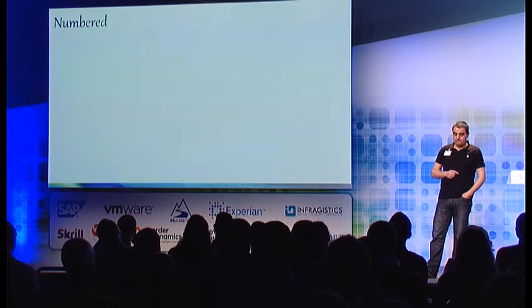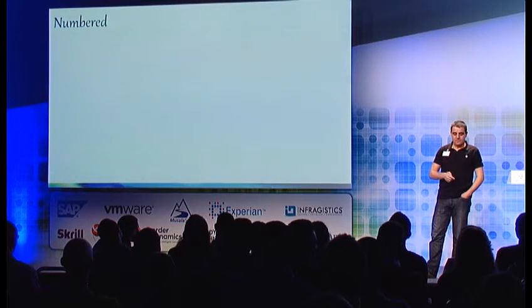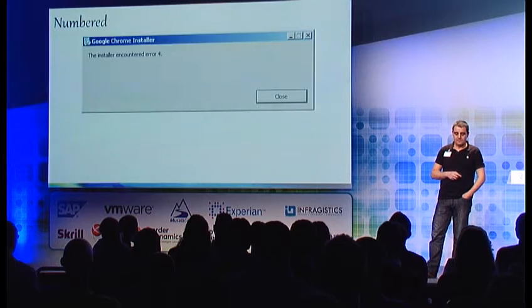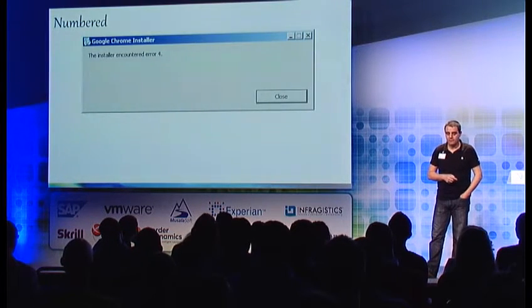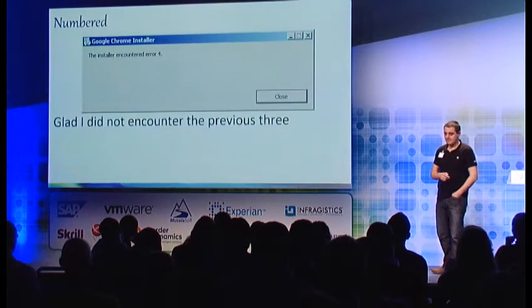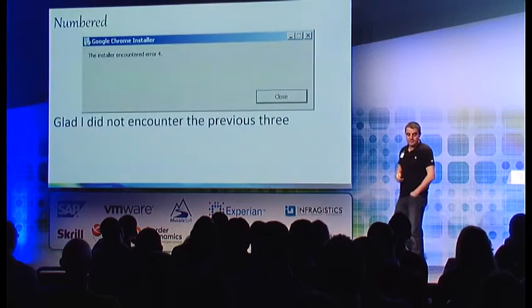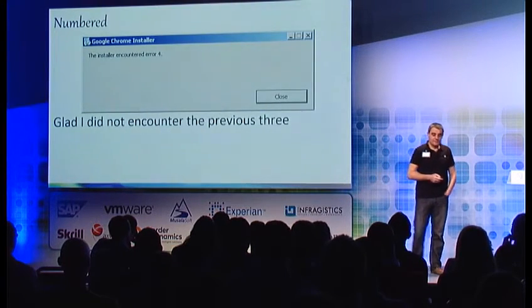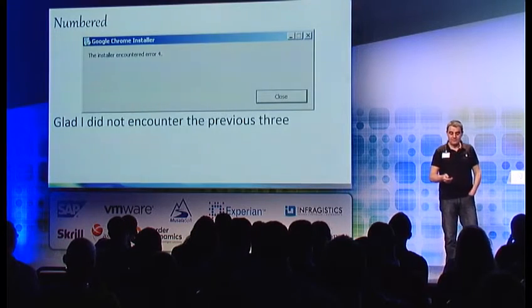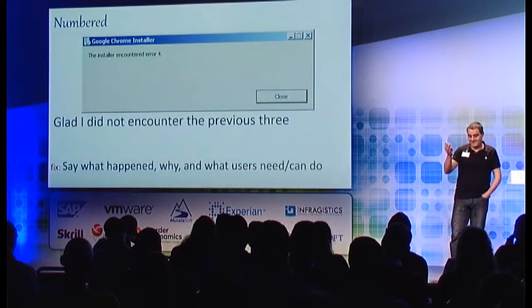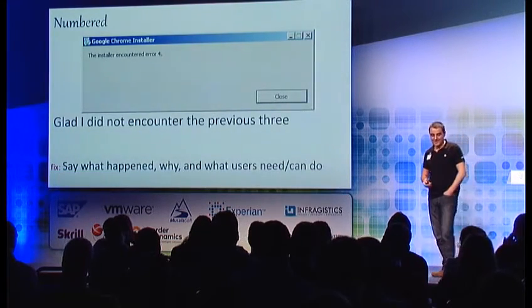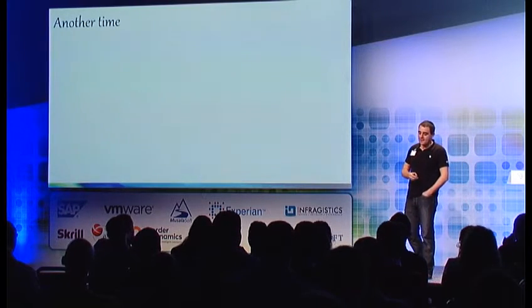Okay. Numbered messages. I'm sure you have seen these. This is one of these. The installer encountered error 4. Great. I hope I don't encounter any more of these. Mumbo jumbo number 5. Well, it's a no brainer. You don't have to show these things.